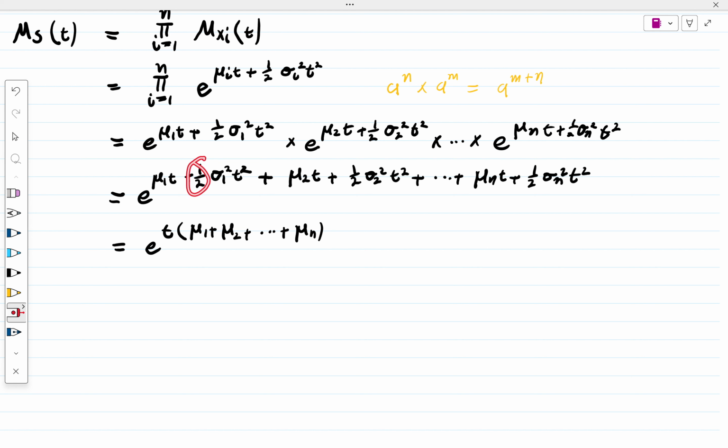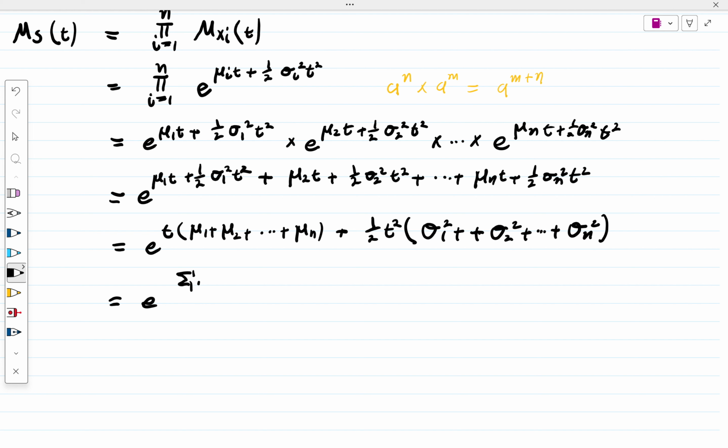Similarly, we can take a common factor of a half t squared from each of the second terms of this sequence. If we factor that out, we're left with sigma 1 squared plus sigma 2 squared plus dot dot dot plus sigma n squared. Or, if we wanted to rewrite it in a much simpler notation, we could write this as the sum from i equals 1 to n of mu i, times t, plus a half the sum from i equals 1 to n of sigma i squared, times t squared.